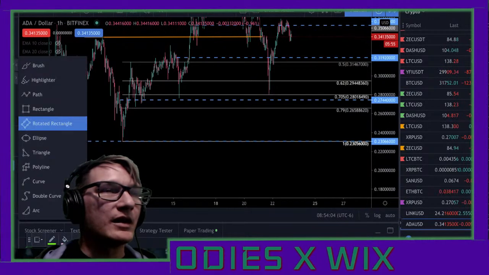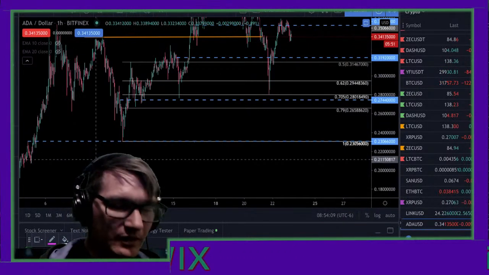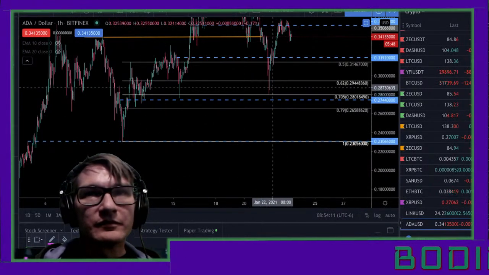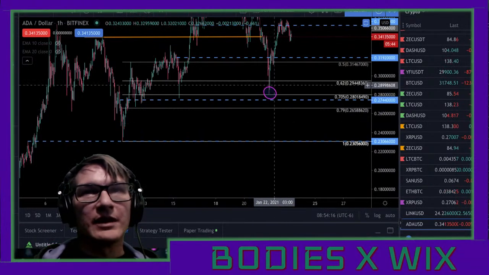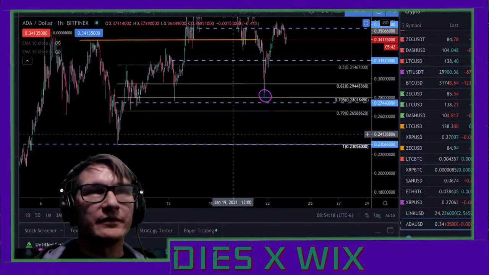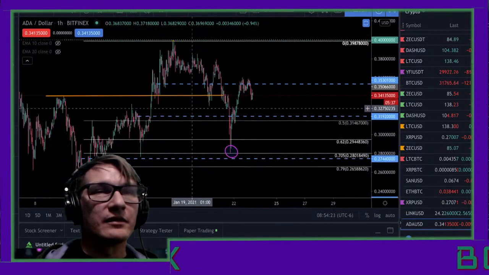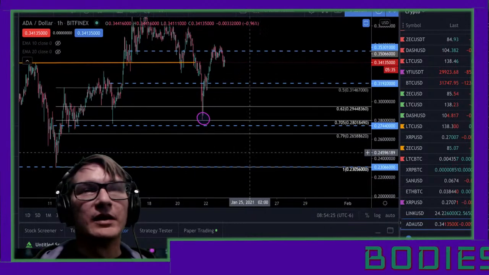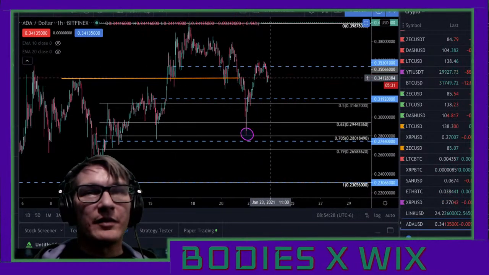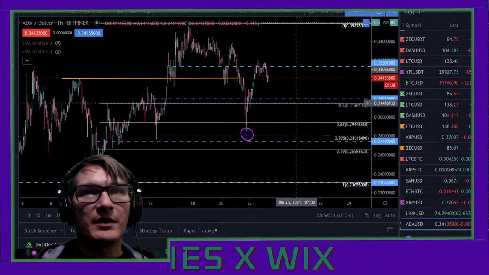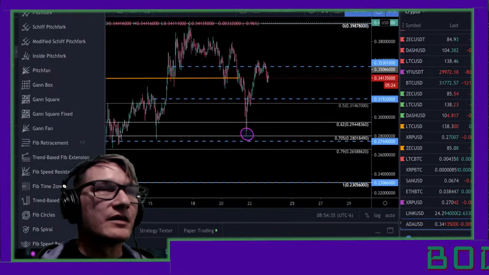So right there, 70.5. It just always happens. And now you can see it's already moved up. Probably going to make some moves back down here, probably hit the 50 and then bounce back up. That would be my guess.